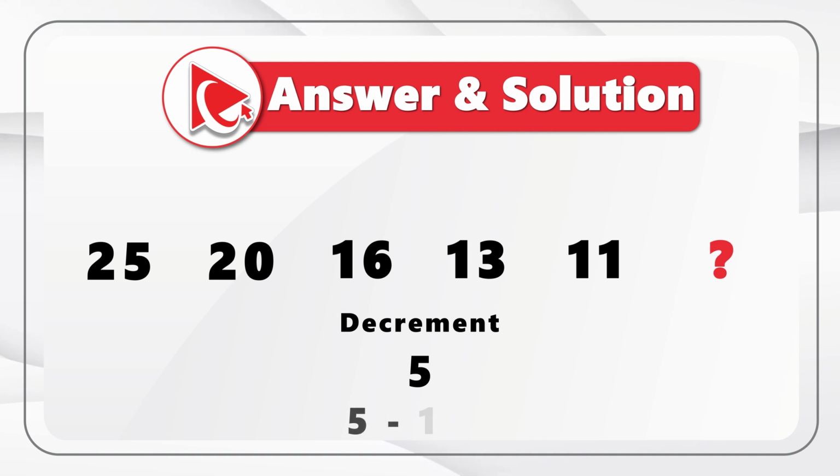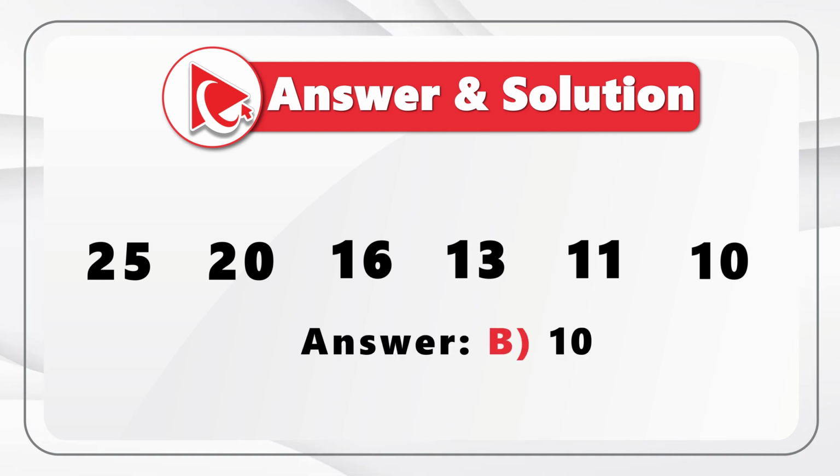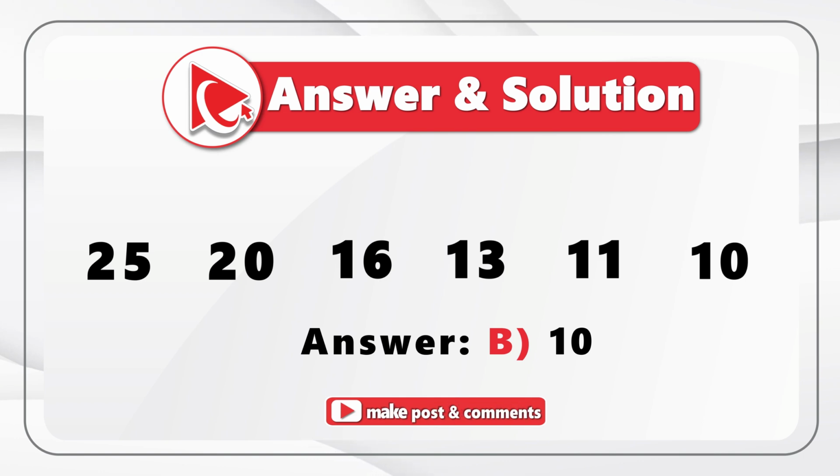Then we decrease decrement by 1, and the decrement becomes minus 4. 20 minus 4 equals 16. 16 minus 3 equals 13. 13 minus 2 equals 11, and 11 minus 1 equals 10. So the correct answer here is choice B, 10. Was your answer different? Please make sure to post your answer and solution in comments then, so we can all learn.